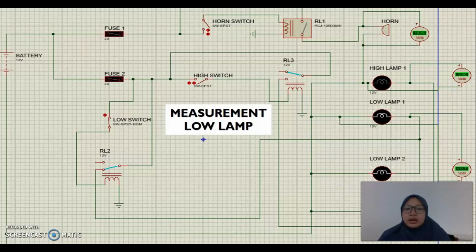When the horn switch is not connected or is switched off, the value of voltage for the horn is equal to 5.96, which is lower than the previous value of the horn, which is 11.9, when the horn switch is turned on.